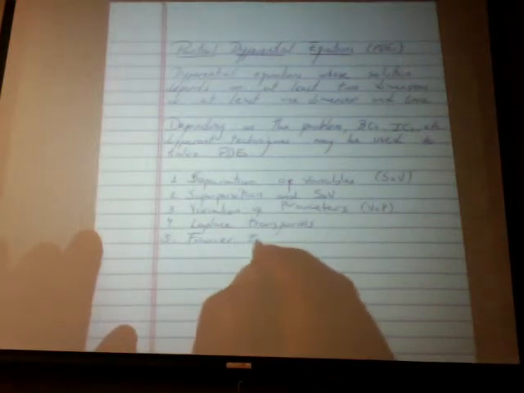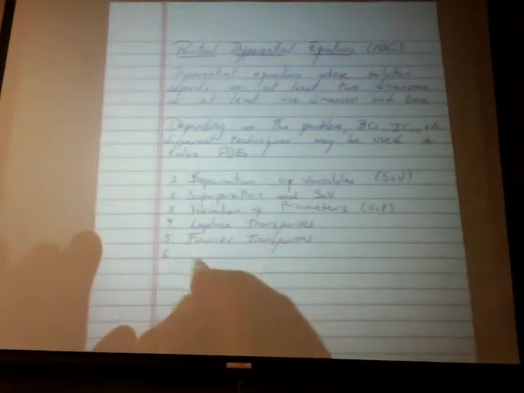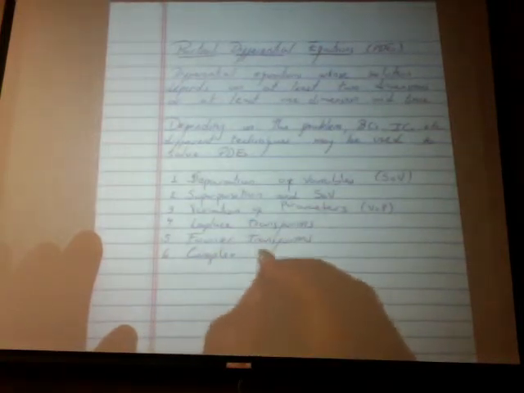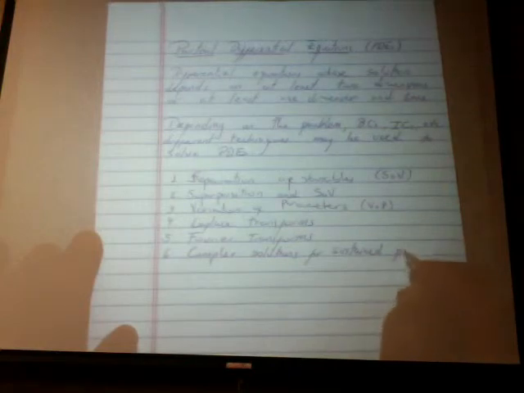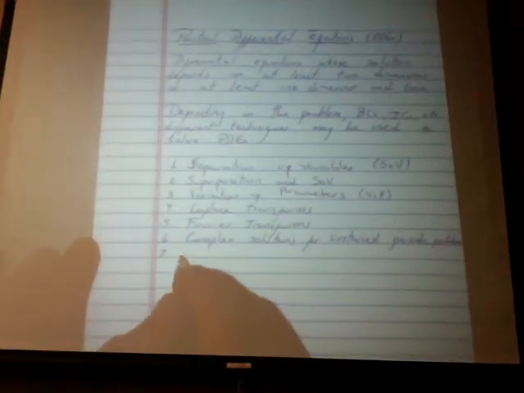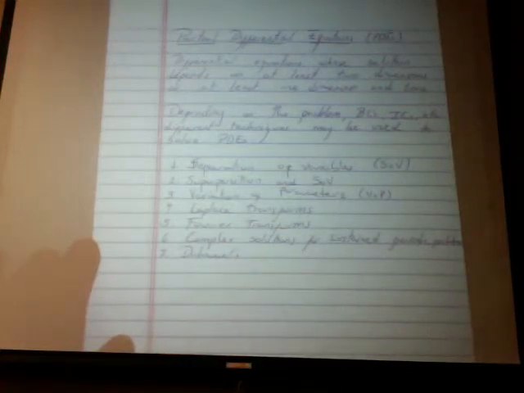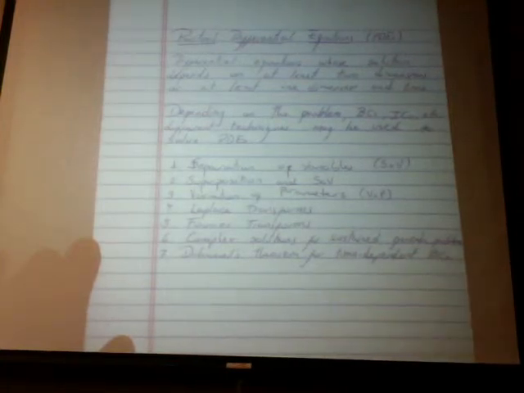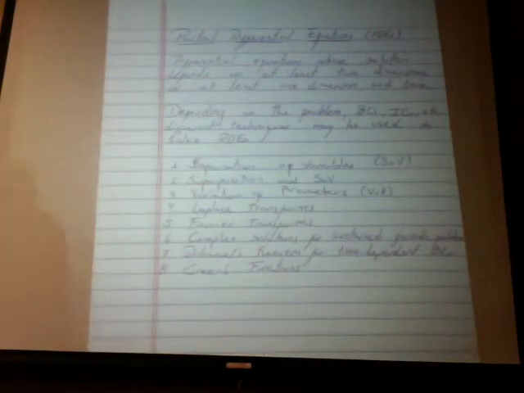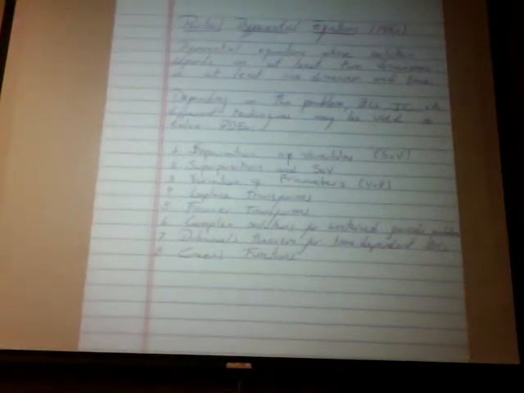Fourier transforms. Complex solutions for sustained periodic problems. Hamel's theorem for time-dependent boundary conditions, and Green's functions. So these are basically the eight analytical methods that can be used to try or attempt to get the solution of a partial differential equation.